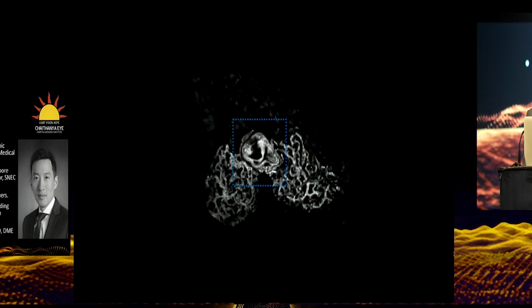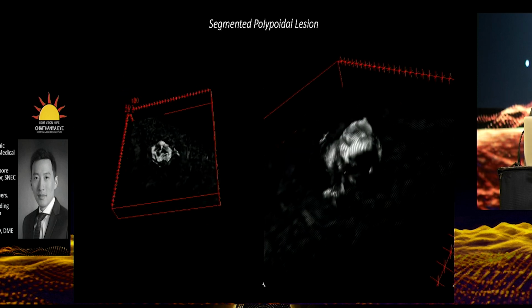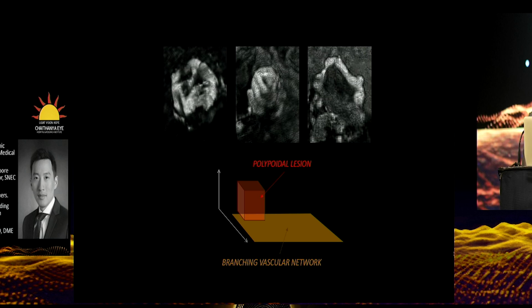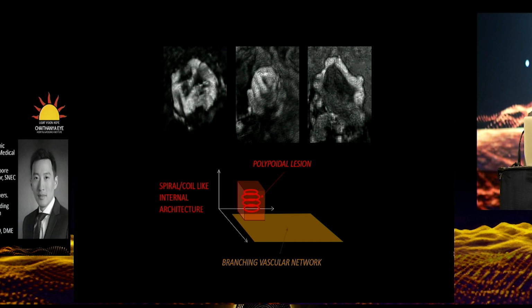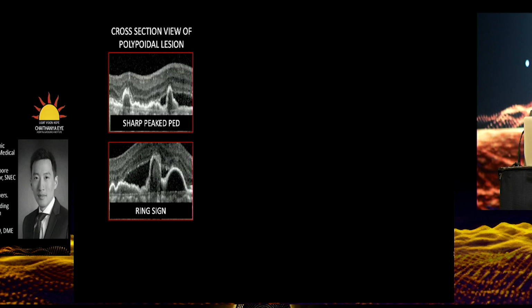Now, if we segment out the polyp itself, so take away the branching vascular network and just look at the polypoidal lesion, here we begin to see the architecture of the polypoidal lesion itself. And what is most striking, perhaps, is that you don't see the flow signal within that lesion. Instead, what we observe is a spiral coil-like internal architecture. And you have these little nodules on this spiral coil-like structure. So not the entire thing is a polyp, but rather something that's going around this space. I'll get to that in a second.